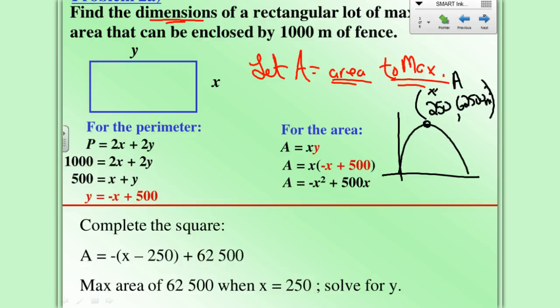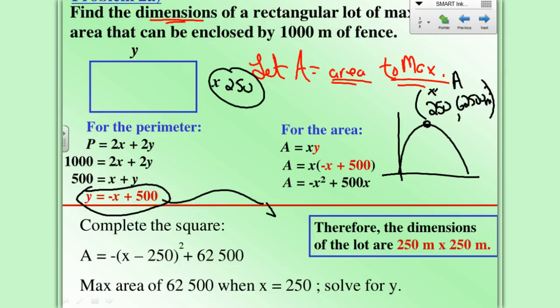So what was the question? The question said, find the dimensions. X refers to the width. So if this is 250, then go back and find out what y is, substitute that in there, and solve for y, and it turned out that the dimensions of the lot were 250 by 250. Okay? Again, ask tomorrow if it doesn't make sense. But in order to not complete the square if you don't feel like it, you just need to know what the window in your calculator is to make it work.